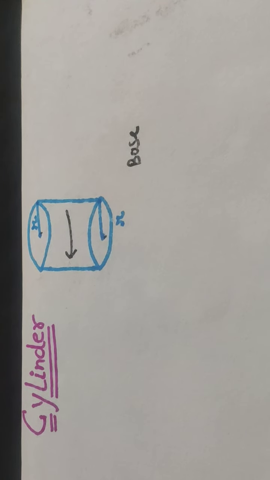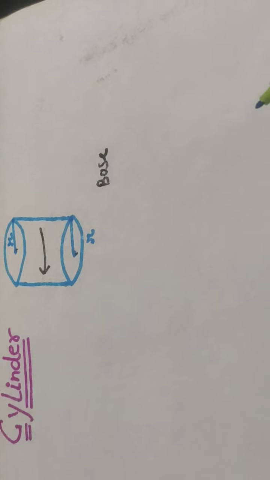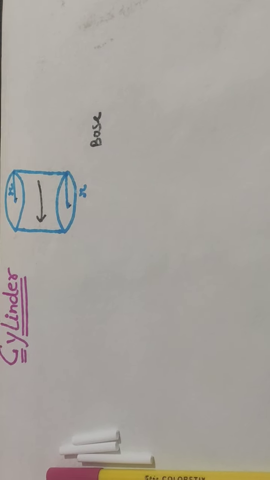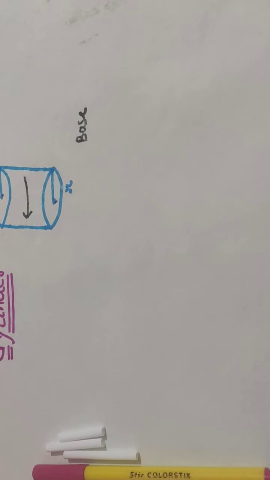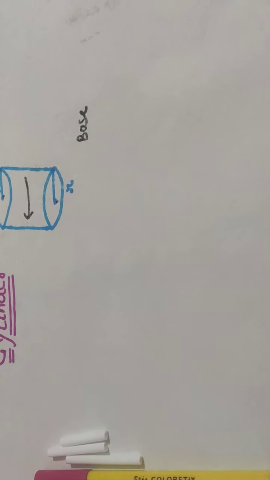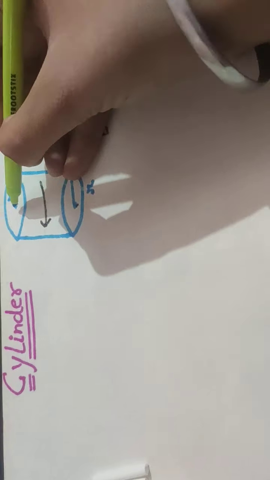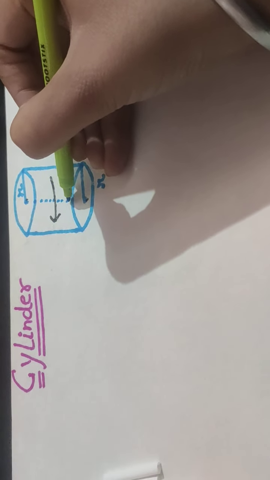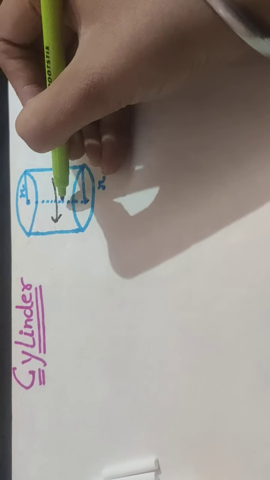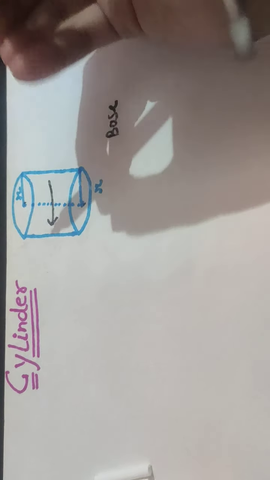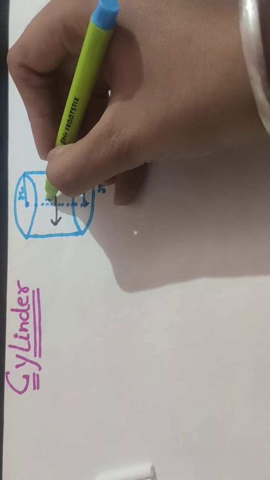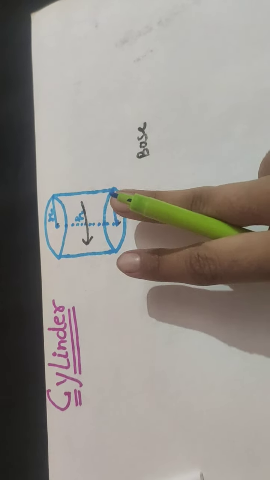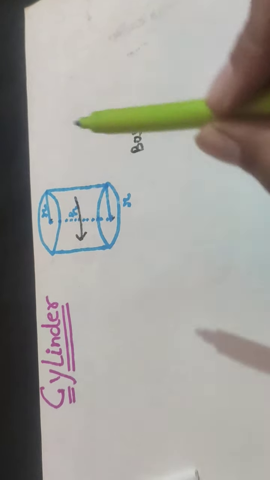Now what about the height? When you join the centers of the two bases, you will get the axis, and the length of that axis will be known as the height of the cylinder. Let us join them, and this is known as the height of the cylinder, and we will represent it with h. So for defining the cylinder, we need two parameters, r and h.